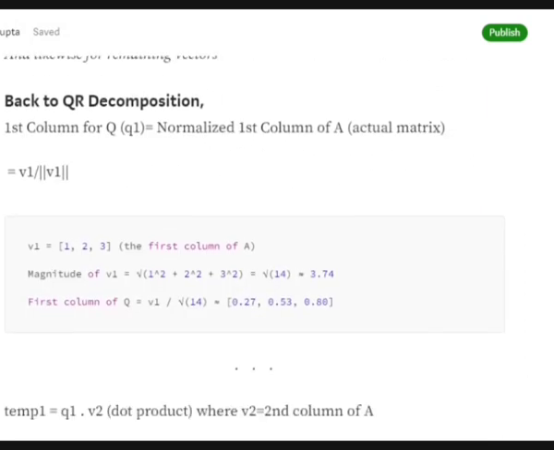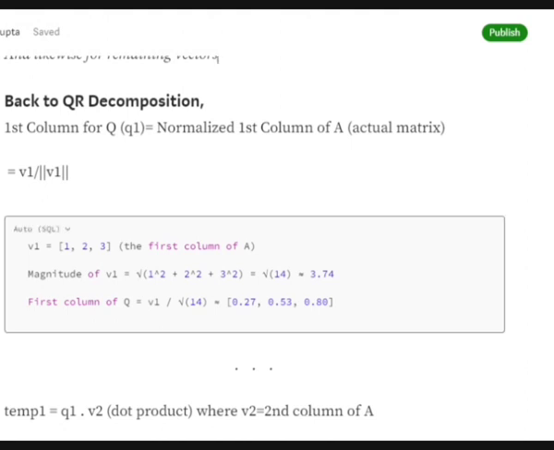Now for the first column of Q, that is Q1, we will be normalizing the first column of A. As I told you, for the first vector V1, there is nothing to make it perpendicular to. We will be just normalizing it. So as you can see, V1 equals 1, 2, 3. We are calculating the magnitude of V1, 3.74, and the first column of Q, that is Q1, equals V1 divided by 3.74, that is 0.27, 0.53, 0.80. First column we have got.